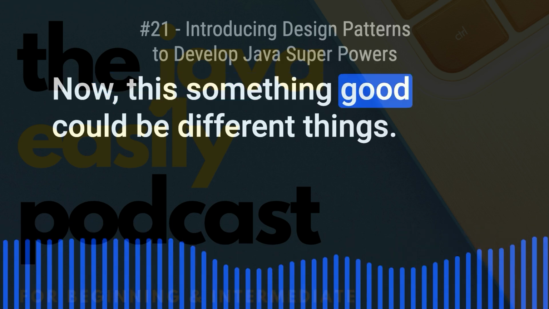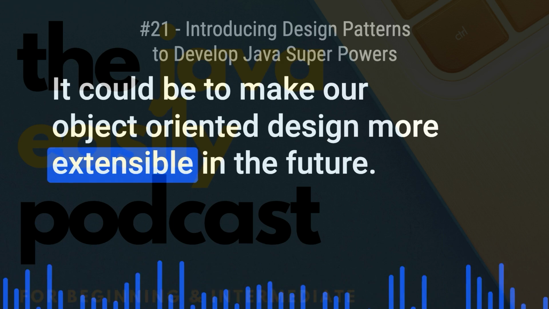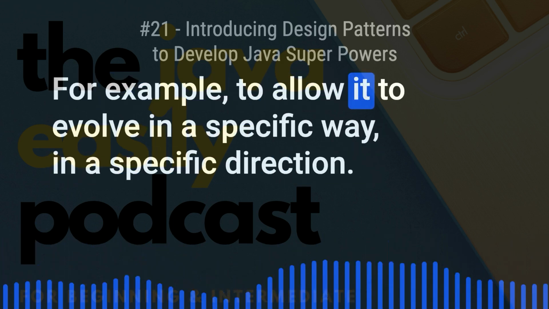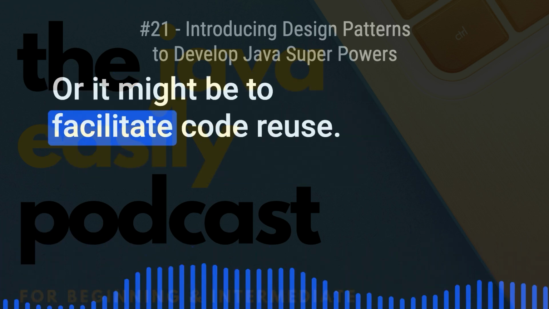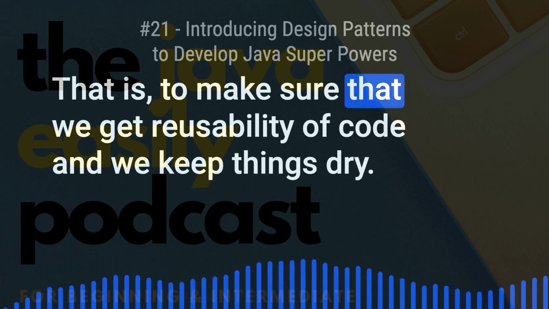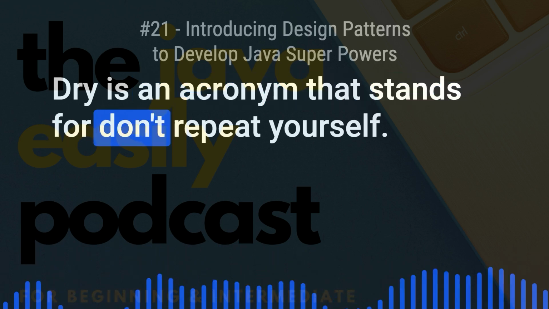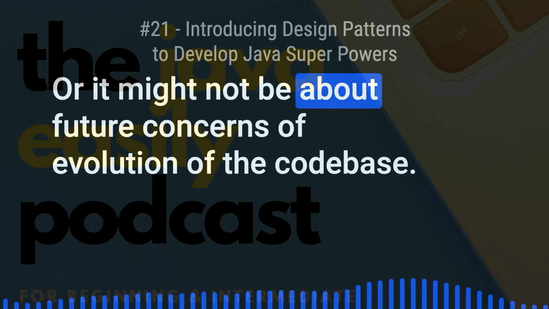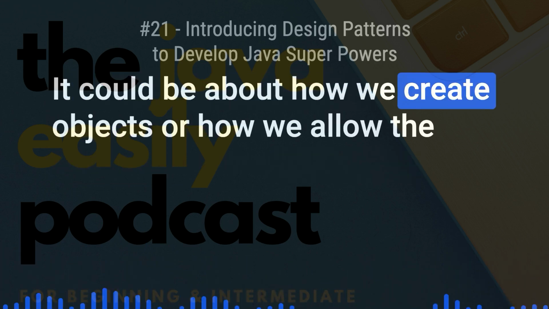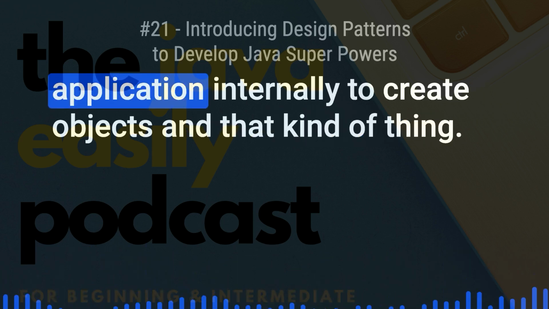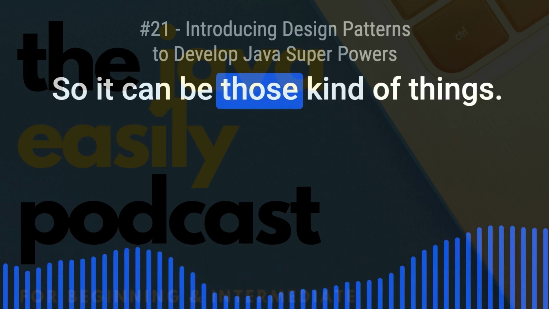Now, this something good could be different things. It could be to make our object-oriented design more extensible in the future, for example, to allow it to evolve in a specific direction. Or it might be to facilitate code reuse, that is, to make sure that we get reusability of code and we keep things DRY. DRY is an acronym that stands for don't repeat yourself. Or it might not be about future concerns of evolution of the code base. It could be about how we create objects, or how we allow the application internally to create objects and that kind of thing. And we'll see an example of that in a second. So it can be those kind of things.